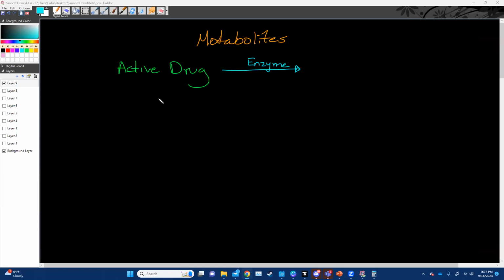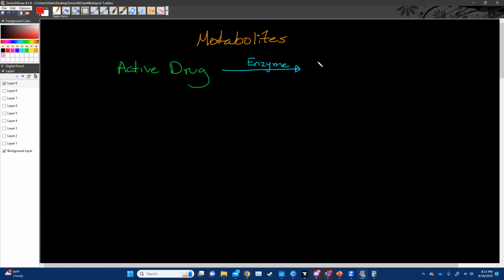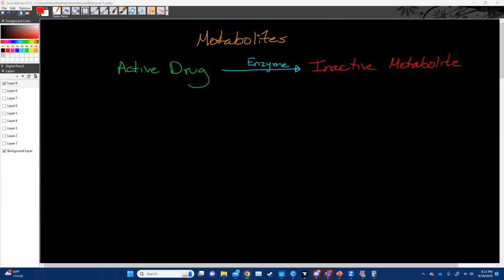So for most drugs, they go from their active form to inactive metabolite. Or at least that would be the goal. You go from an active drug into an inactive metabolite. It leaves the body, bish, bash, bosh. We're all good.